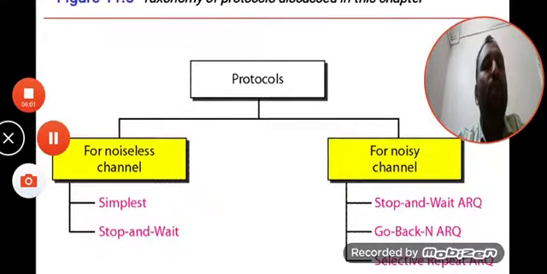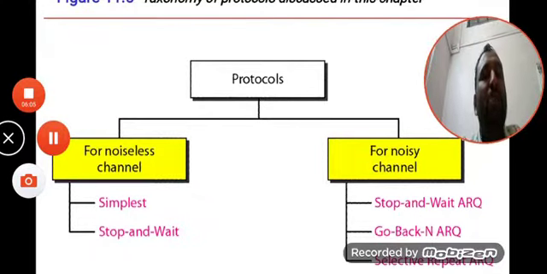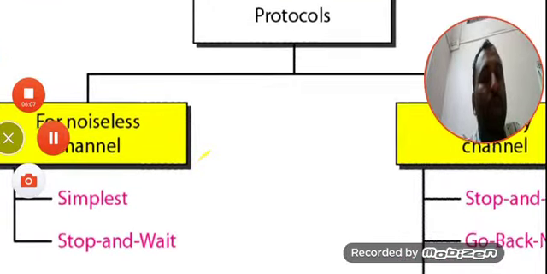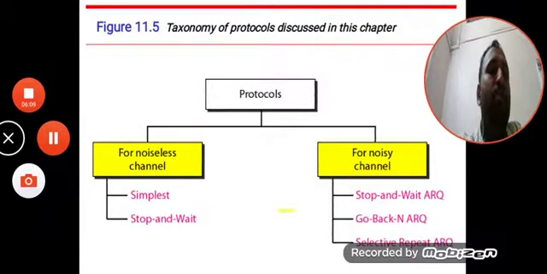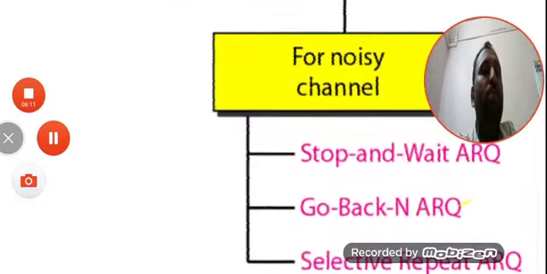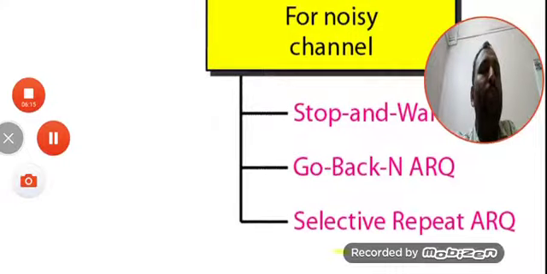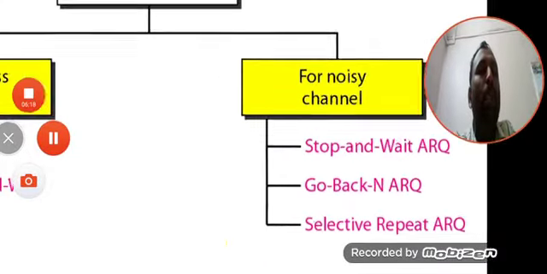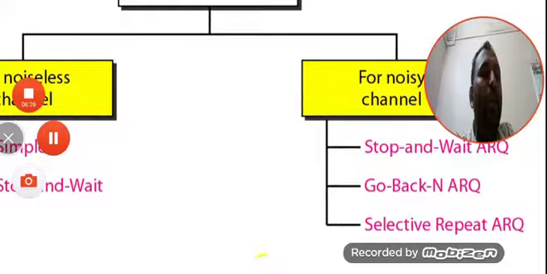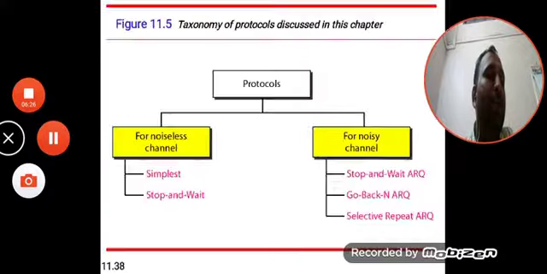To understand those, we will go ahead with learning these 2 protocols, that is the simplest protocol and the stop and wait protocol. Other than that, the protocols that we will practically be using most of the time are stop and wait ARQ, go back N ARQ, and selective repeat ARQ. So these are the protocols that we will be using practically.